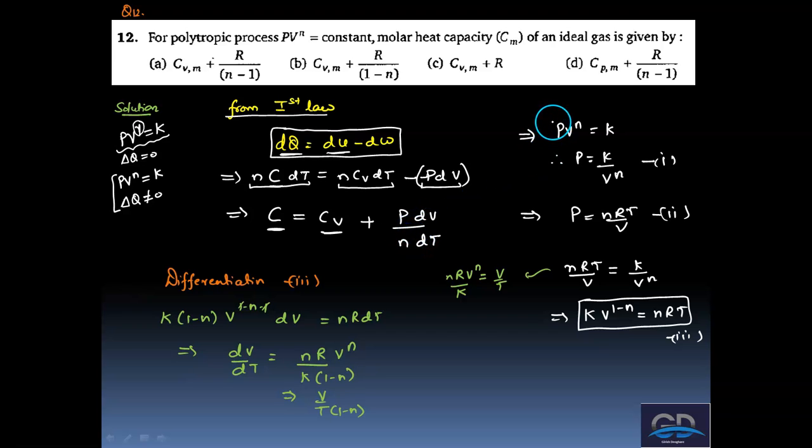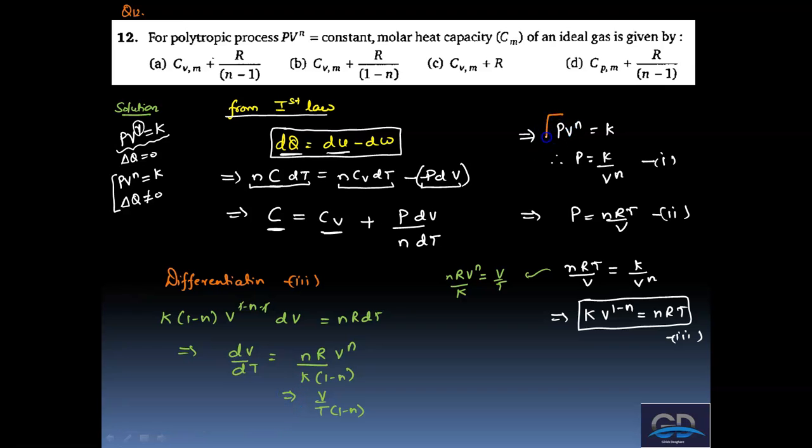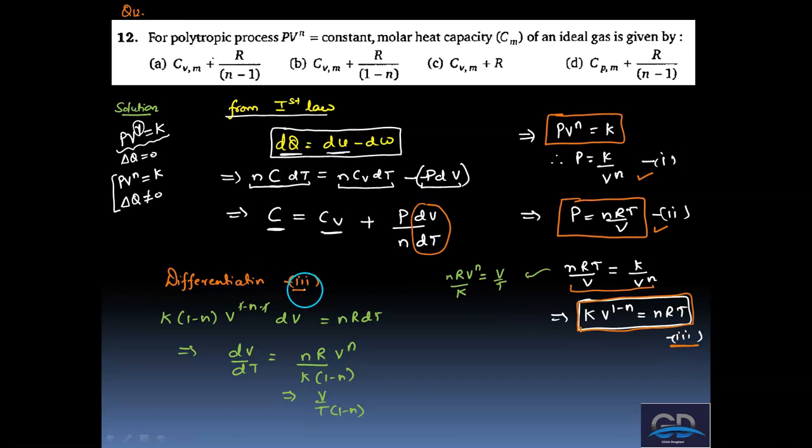Now the process is polytropic in nature, which means PV raised to power n is equal to constant. This is equation number 1. Also it is an ideal gas, so P is equal to nRT upon V. So equating 1 and 2 we get this relation, and rearranging we get this relation. This is important because for finding the molar heat capacity we have to find the dV by dT term. This is what we will get by differentiating this expression number 3.